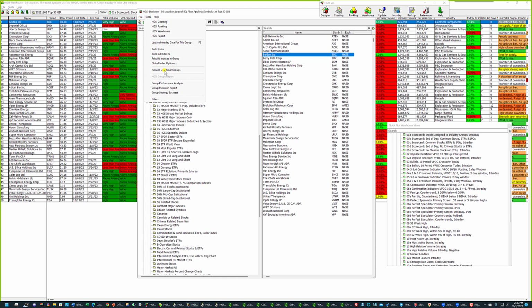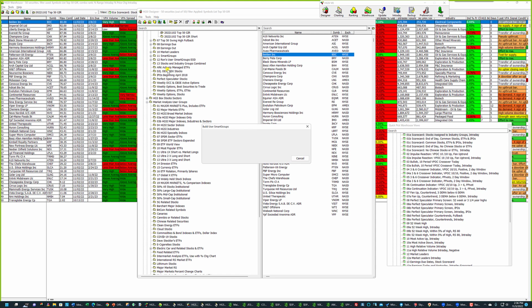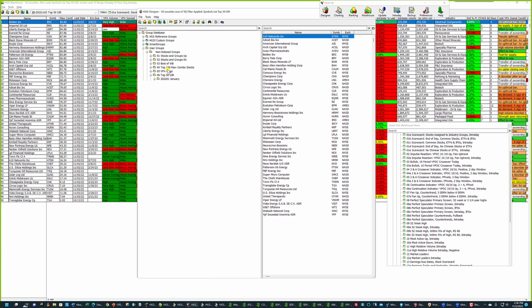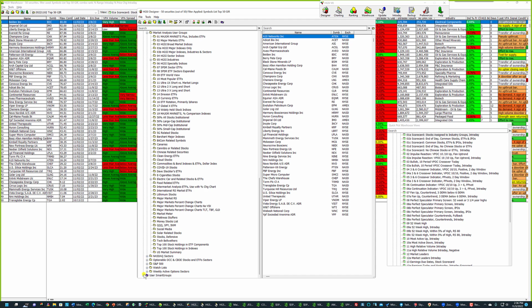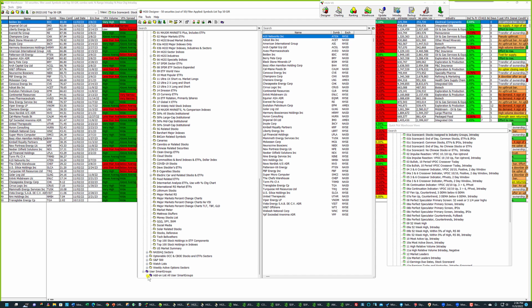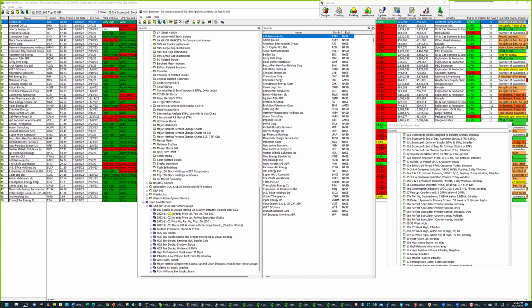rebuild the user smart groups. Why am I doing this? I just want to show you that you can apply these top 50 stocks to any group and see how they're doing. It doesn't have to be a user smart group. It can be any group. Okay, so going down here to the user groups. Let's see if this works, if I did this correctly.